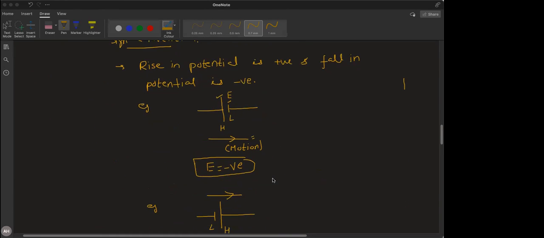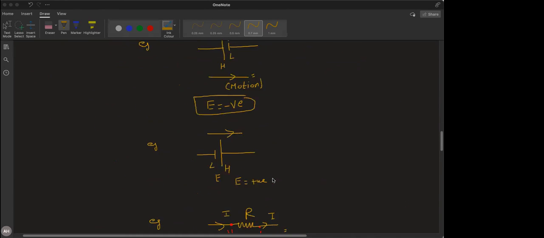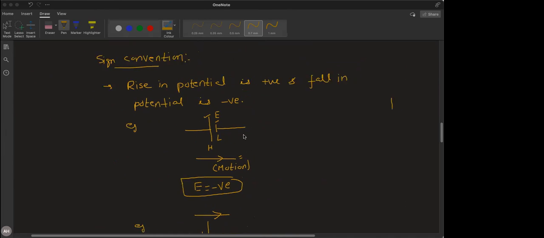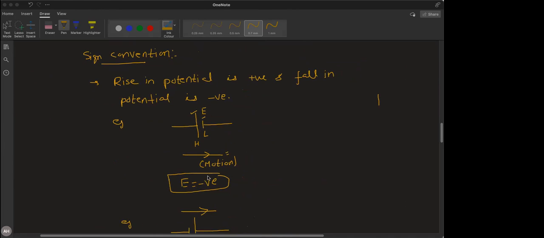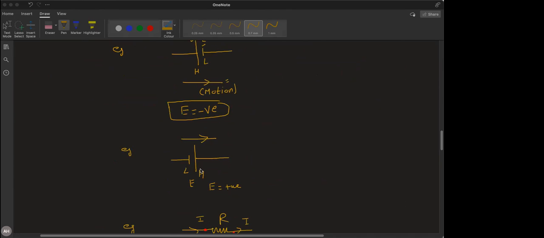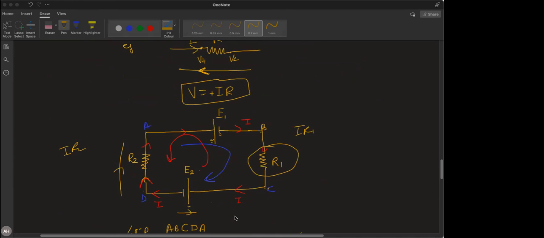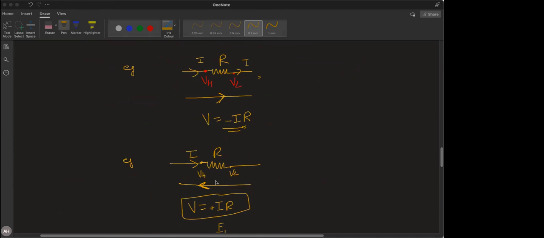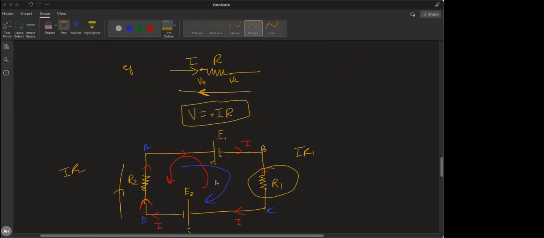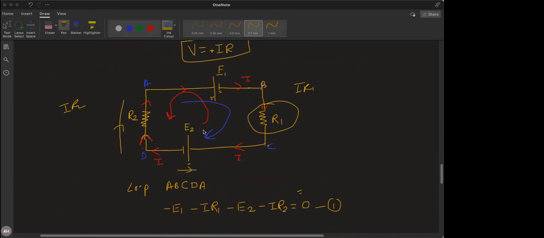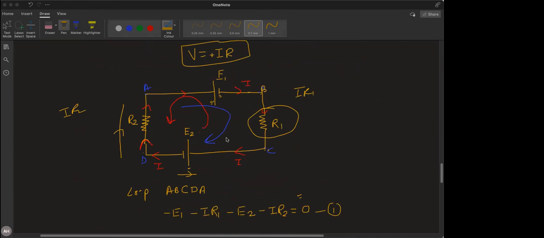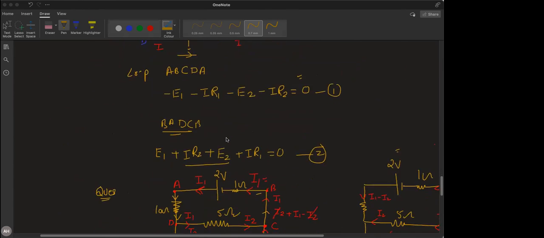Then we did this thing also. If you have a cell and you go from the higher to the lower terminal, the EMF is negative. If you go from the lower to the higher terminal, the EMF is positive. For a resistor, if you are going in the direction of current, the voltage drop is negative. If you go opposite to the current, the voltage drop is positive. And then we did this example: if you have a loop and add up all the voltages, it comes out to be 0.